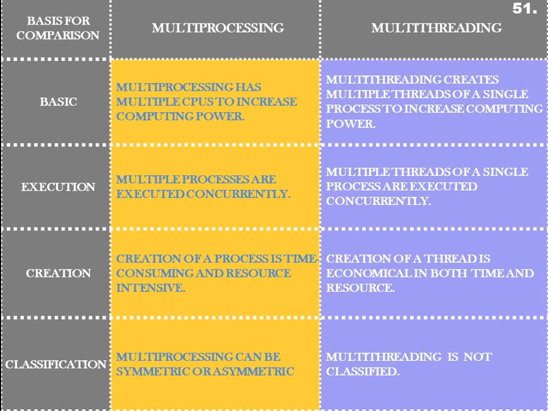Now let's talk about the difference between multiprocessing and multithreading. So multiprocessing has multiple CPUs present inside it to increase the computing power. So multiprocessing means multiple processors or CPUs are there. While multithreading creates multiple threads inside a single process. In multithreading, there are multiple threads inside a process. In multiprocessing, there are multiple CPUs or processors inside a computer system.